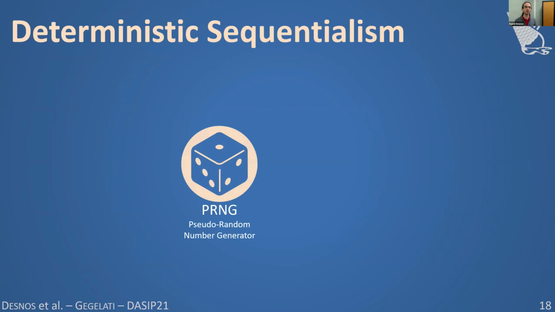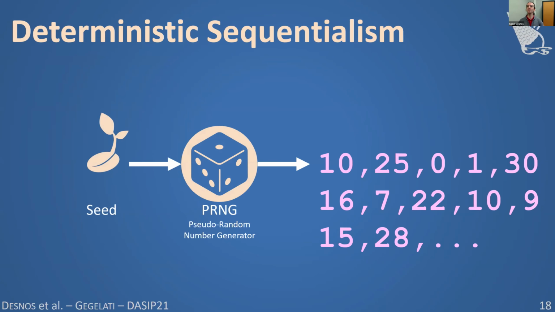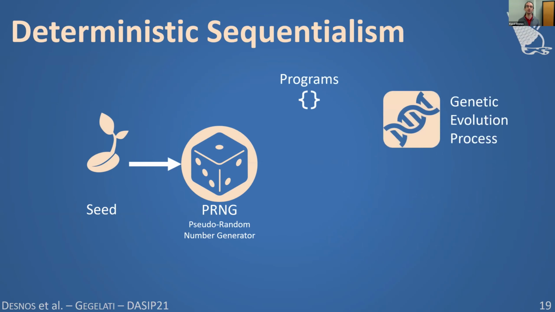First of all, we need a pseudo-random number generator. A pseudo-random generator is a process to which you give a seed, a number, and from this seed, it will generate a sequence of apparently random numbers, but in reality, completely deterministic ones. So we use this pseudo-random number generator in the genetic evolution process.